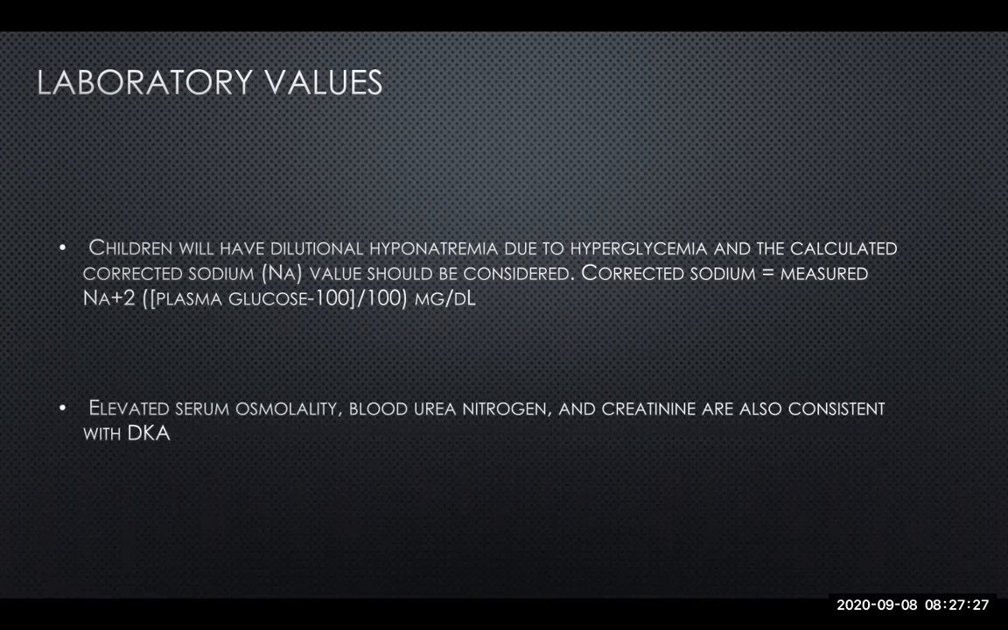What is consistent with DKA is an elevated serum osmolarity, so we need to calculate the osmolarity of the serum. It's twice the sodium plus the glucose divided by 18, plus the blood urea nitrogen divided by 2.8. So we need to see if the patient has an elevated serum osmolarity. We are going to check the blood urea nitrogen and creatinine. It's important to know that very high levels of blood urea nitrogen and creatinine are consistent with a bad prognosis too.